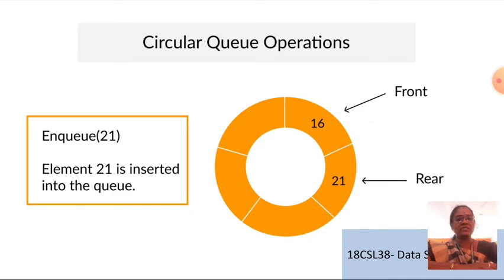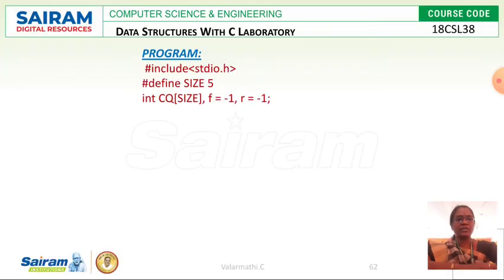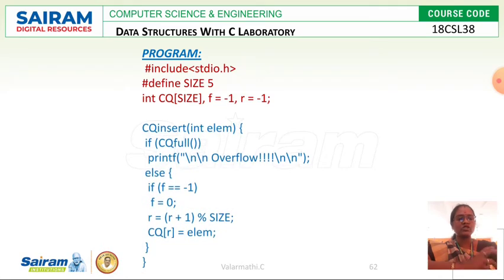So likewise, this addition and deletion is going on, right? Coming to the program, what header files are required? stdio.h is the header file required, and size is defined as 5.